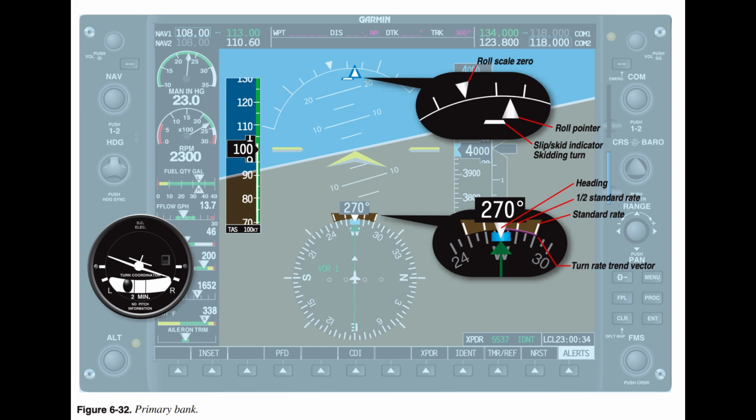Primary power. The primary power instrument for straight and level flight is the airspeed indicator. The main focus of power is to maintain a desired airspeed during level flight. No other instrument delivers instantaneous indication.